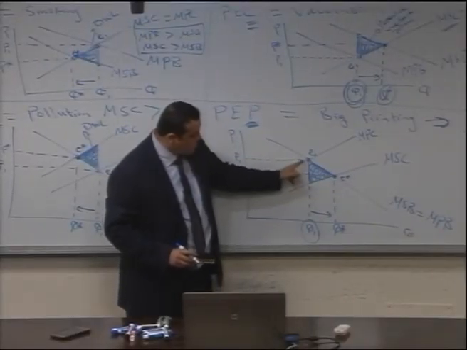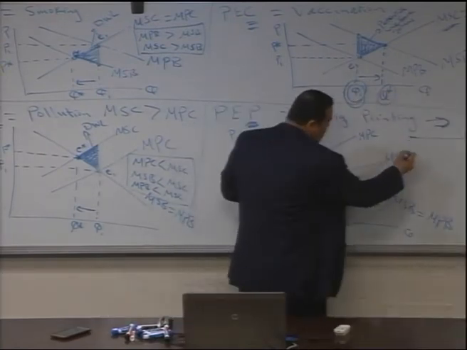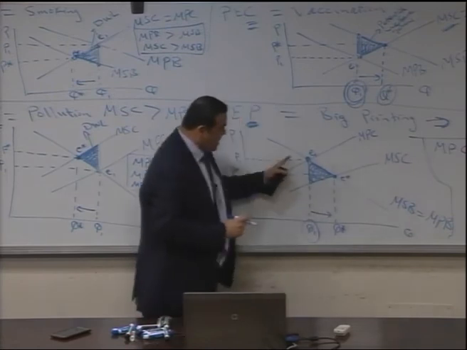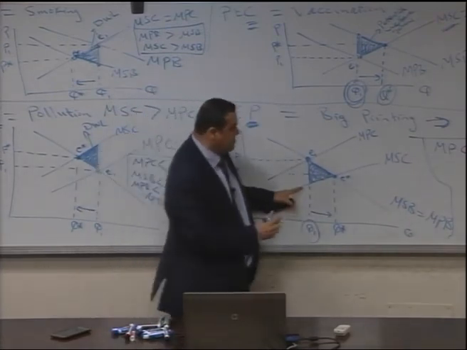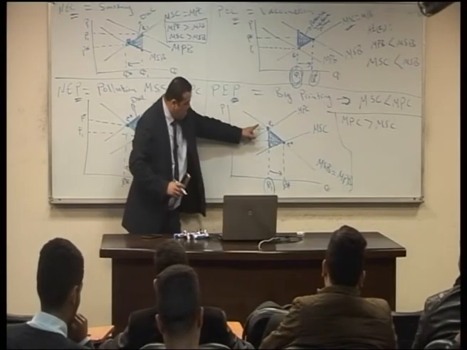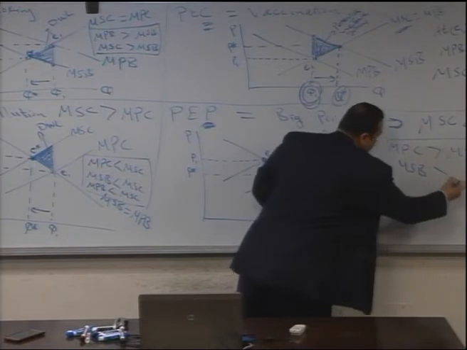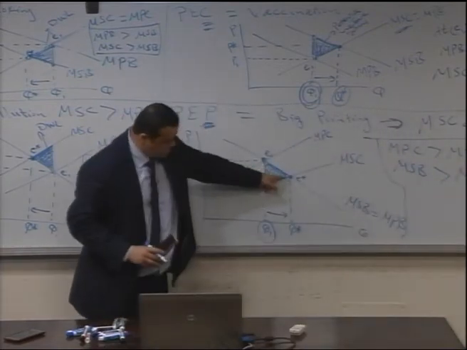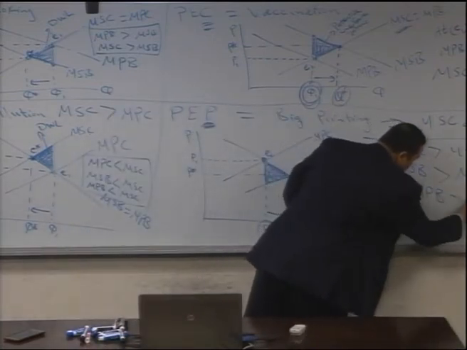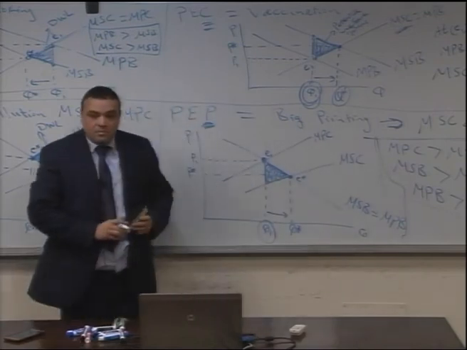Right? So, marginal private cost here, at this point, at A1, marginal private cost is bigger than the marginal social cost. This is number one. What else? Marginal social benefits is bigger than the marginal social cost. And the marginal private benefits is bigger than the marginal social cost. Okay.